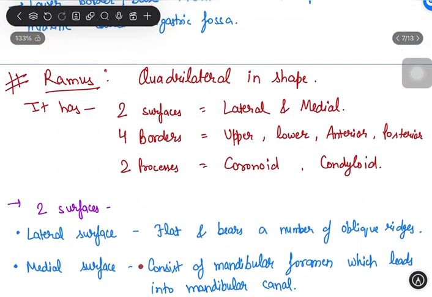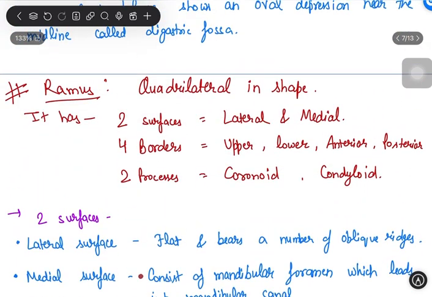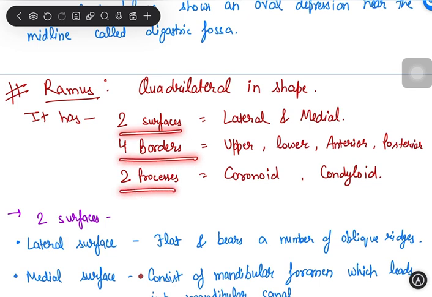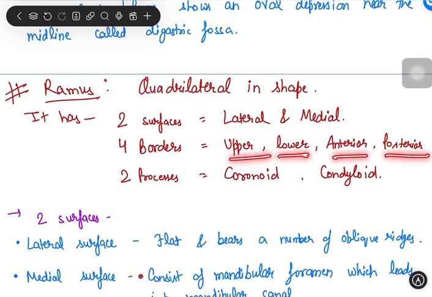Now we have the ramus. So basically, the ramus is quadrilateral in shape, and it has presenting parts: two surfaces, four borders, and two processes. The two surfaces are lateral and medial, while the four borders are upper, lower, anterior, and posterior, and the two processes are the coronoid and condyloid processes. We will briefly discuss these surfaces, borders, and processes.